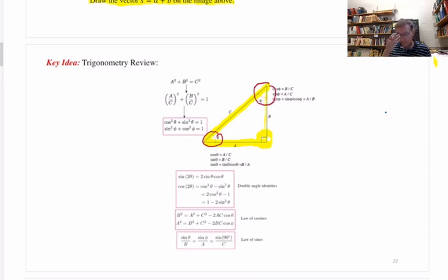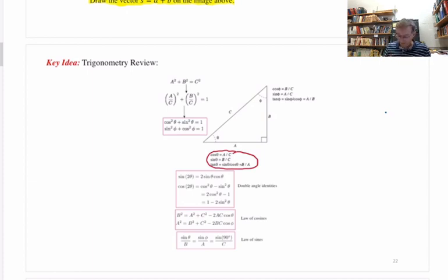Okay? All right. Let me now remind you of the definitions of the three key trig functions. Okay? The three key trig functions we're going to use are cosine, sine, and tangent. Remember those? We're going to use them. Let's focus on the angle theta down in the lower left. Here are the definitions of the three trig functions. Cosine theta, sine theta, and tangent theta.